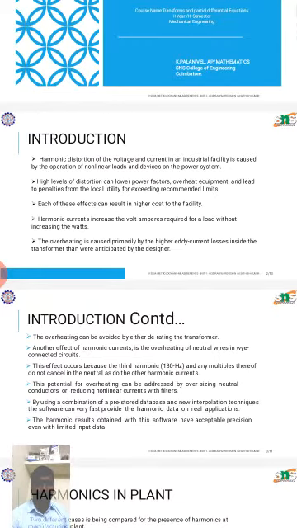Next one, the series states that a transformer can only be expected to carry its rated current if the current distortion is less than 5%. The overheating is caused primarily by the higher eddy current losses inside the transformer than were anticipated by the designer. Next one, the overheating can be avoided by derating the transformer.